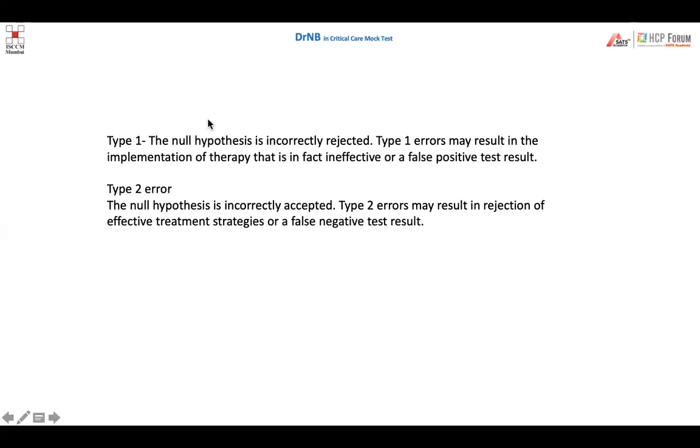So for the null hypothesis, we usually state the opposite of what we really want. So if I say that A medicine can be used for this disease, then the null hypothesis is that A medicine cannot be used for this disease. Okay, so type 1 error is when you are incorrectly rejecting this. That means you will have a false positive. That means you will falsely be using that medicine.